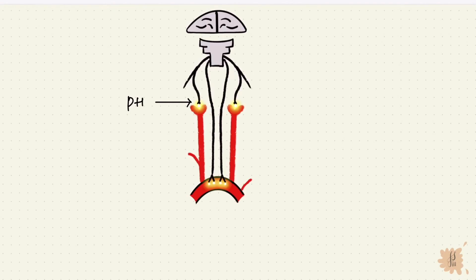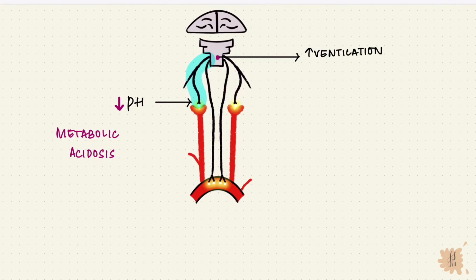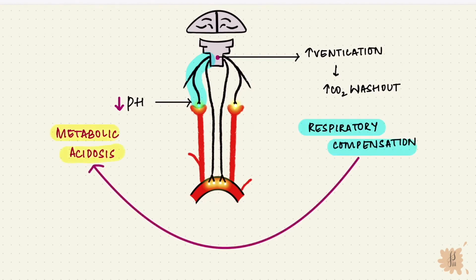Changes in pH of blood are detected by the peripheral chemoreceptors in the carotid bodies. If the pH is low from metabolic acidosis, it stimulates these receptors, which stimulates the centers of inspiration, increasing ventilation. So there's more carbon dioxide washout. And that is respiratory compensation for metabolic acidosis.